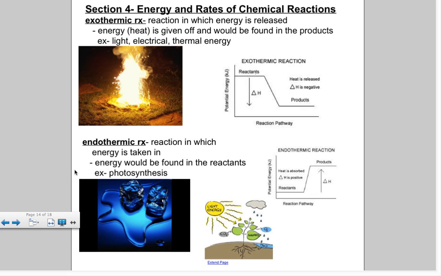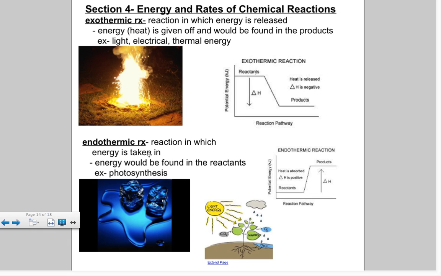For example, when light's produced in an electrical reaction, and also in thermal energy. So here, as you can see, the reactants have the energy. Energy is released as it goes into the products. So you'll learn more of the chart here when you get to high school.